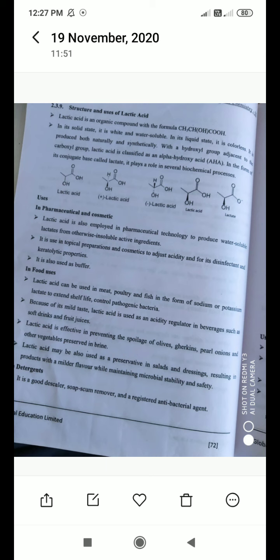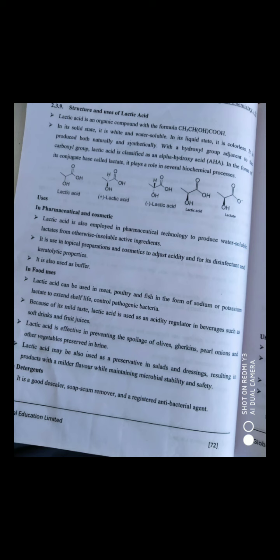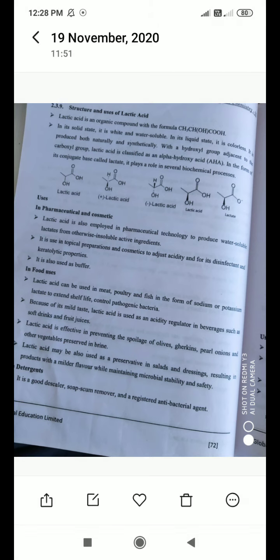First, the pharmaceutical and cosmetic uses. Lactic acid is also employed in pharmaceutical technology to produce water soluble lactose from otherwise insoluble active ingredients. Pharmaceutical technology means the production of different compounds. An active ingredient is nothing but your API, active pharmaceutical ingredient. They have the key role in your formulation.